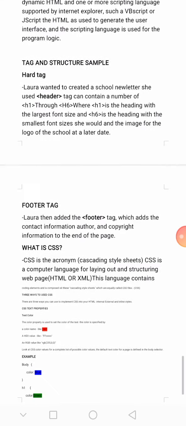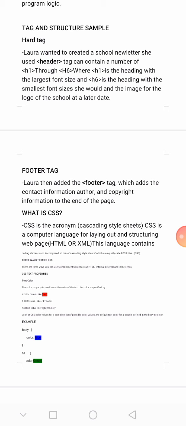Footer tag. Laura then adds the footer tag, which adds the contact information, author, and copyright information to the end of the page.